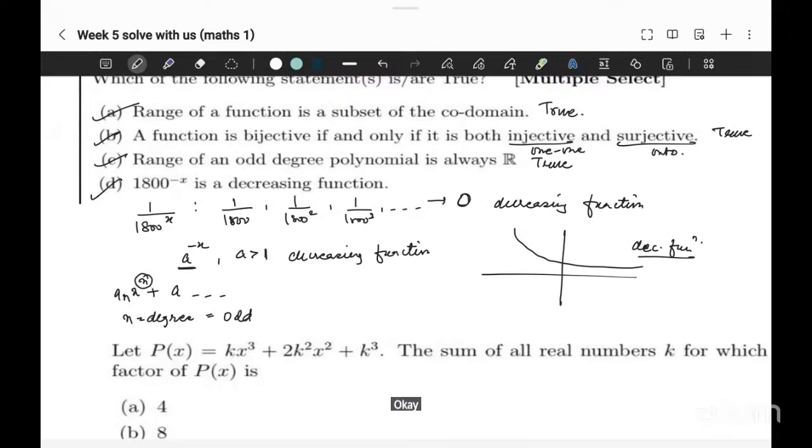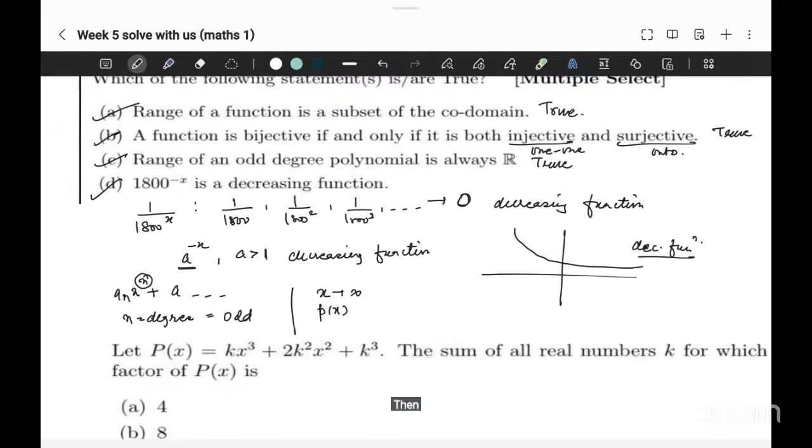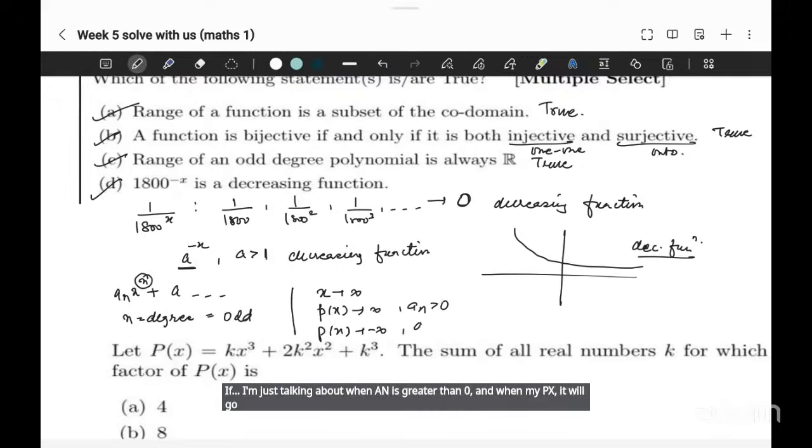Now this degree they are saying is odd. If you just remember, when my degree is odd, there were two things. What were the two things? If my degree is odd and my x is tending to infinity, then my polynomial will also tend to infinity if my a_n is greater than 0, correct? And P(x) will go to minus infinity if my a_n is less than 0. Yes or no?